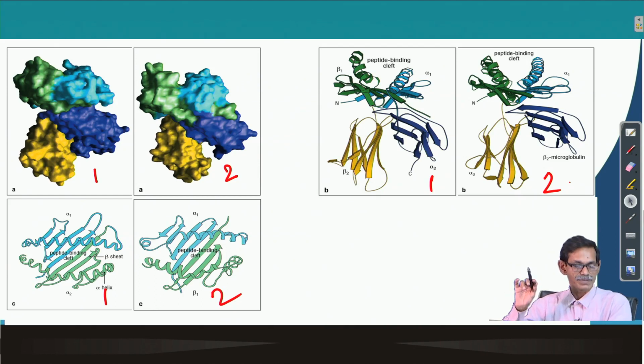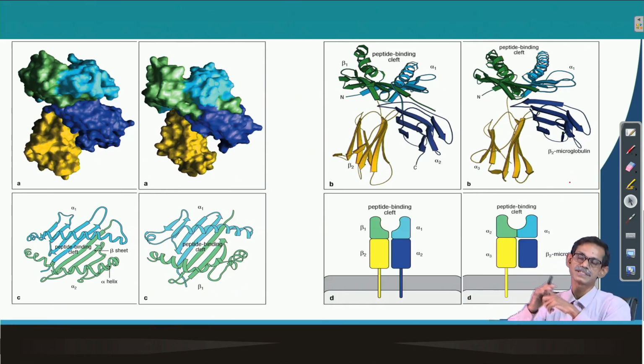So what is the difference? Definitely there is a difference between 1 and 2. The first difference, with respect to transmembrane domains: MHC1 has one, MHC2 has two transmembrane domains. Clear? The second difference: in MHC1, the peptide binding cleft is constituted by one protein only. It is a continuation of one protein.